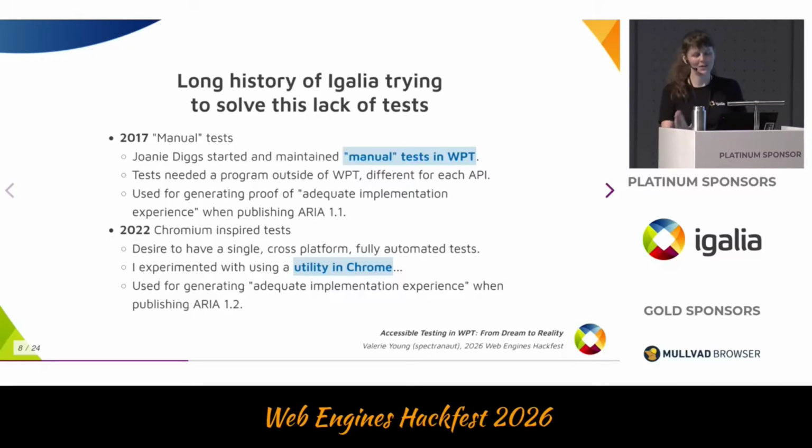Then in 2022, now I'm chair of the ARIA working group, and we're trying to publish ARIA 1.2, and we need to show adequate implementation experience. So I reused a Chromium utility. I wrote a script to translate Joni's manual tests, and it was a bit of another Frankenstein's monster of a test runner. So it wasn't a way forward to a standardized test suite.